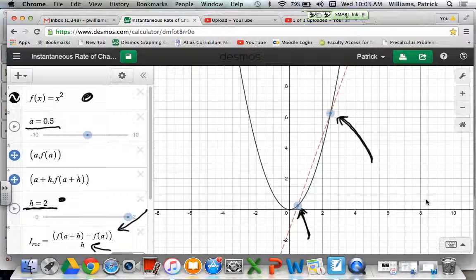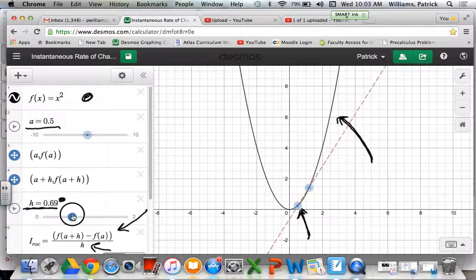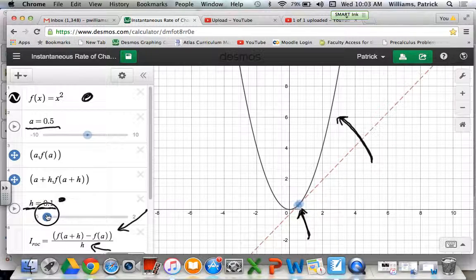But watch what happens if I take my slider and I bring h down. It's 2, now it's a little bit smaller. Okay, what do you notice here? Well, you might say, yeah, that still looks like the average rate of change. You've just made the run a little bit smaller. All right, but remember, what are we trying to do with instantaneous rate of change? We're trying to make run infinitely small. So if we make run go down, down, down, down, down as close as we can to a value of 0 without actually hitting 0, what are you noticing that's happening?